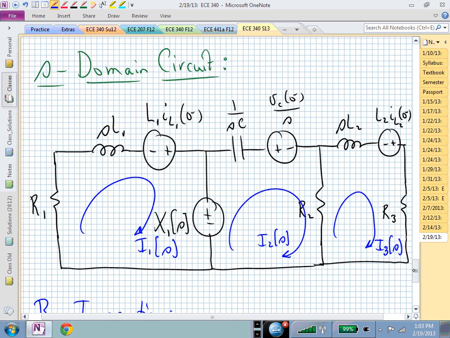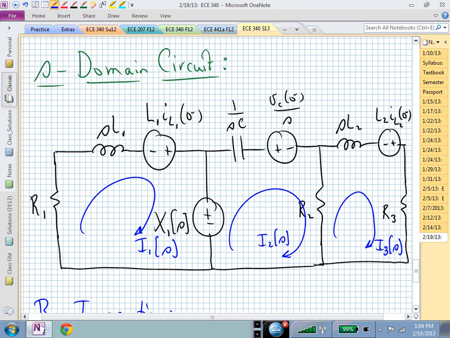Now I need to ask the following question. Do I have any sources in this mesh? I have 2, don't I? Now, I've identified the 2 sources. Now I need to ask the question, okay, here's a source and it's going to go on the right-hand side. Here's a source and it's going to go on the right-hand side. I need to know what's the sign of that source. S-I-G-N. The way to determine the sign by inspection is to say, if I increased this source, would it serve to enhance or make I sub 1 bigger?